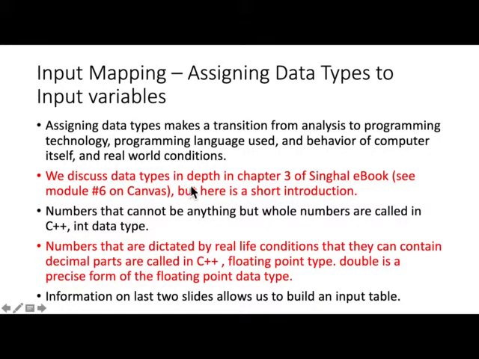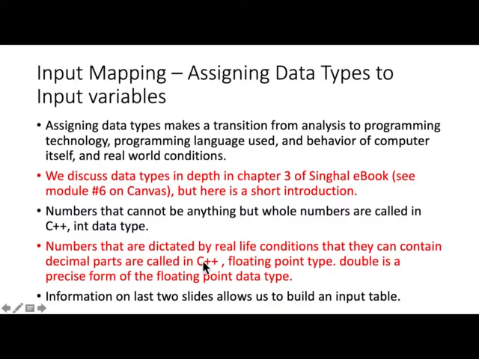We discussed data types for the variables in depth in chapter 3 of the single ebook. See module 6 on Canvas. But here's a short introduction for the purpose of this IOAA. Numbers that cannot be anything but whole numbers are called int data type in C++. Int is short for integer.